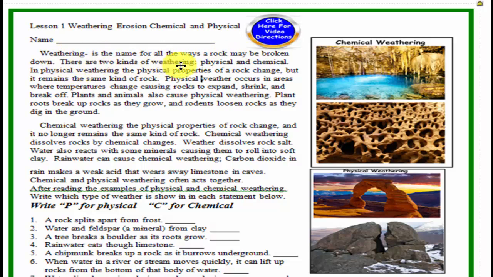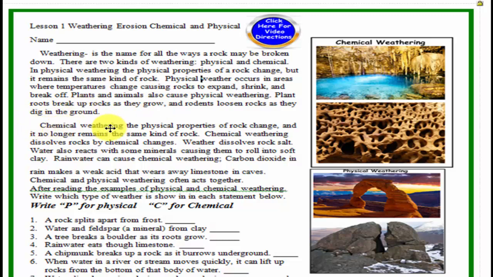There are two kinds of weathering, physical and chemical. In physical weathering, the physical properties of a rock change, but it remains the same kind of rock. Physical weathering occurs in areas where temperature change causes rocks to expand, shrink, and break off. Plants and animals also cause physical weathering. Plant roots break up rocks as they grow, and rodents loosen rocks as they dig in the ground.